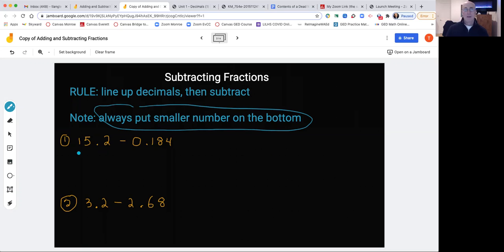So if I have this equation here, 15.2 minus 0.184, this is less than 1 and this is 15, so the smaller number is the one on the right. I'm going to line them up very simply, 15.2, and keep my decimal points lined up, as it says in my rule, line up the decimals. So I've got 0.184. This is a good example, and I'll tell you why in a second. And remember I told you in the last lesson, put your decimal point right there so you don't forget it.